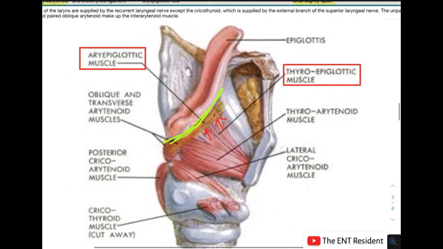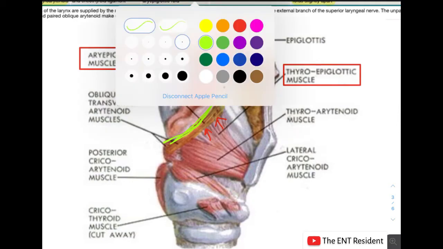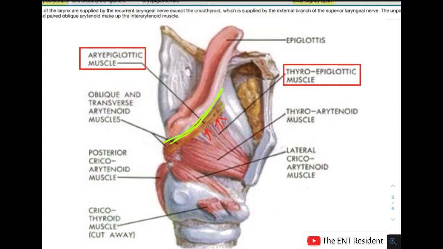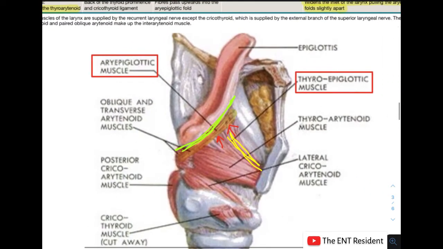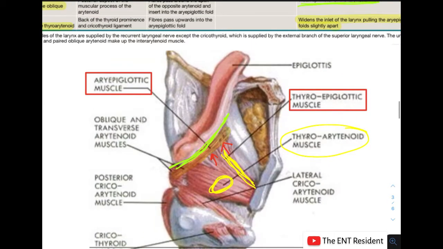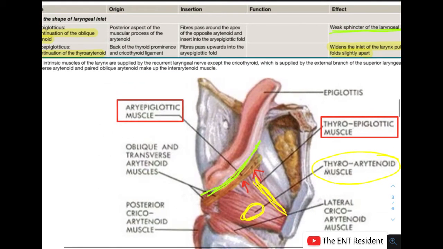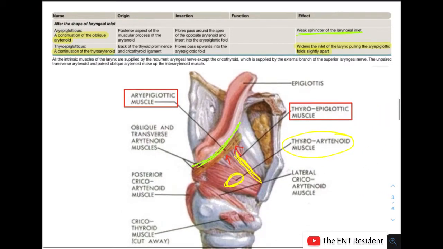So, in the picture you can see this is the Thyroepiglotticus muscle, which is a part of the thyroarytenoid muscle. As you can see, this is a thyroarytenoid muscle and this part is a Thyroepiglotticus muscle. These are inserting into the AE fold same as that of the Aryepiglotticus muscle, and it helps in widening the inlet.